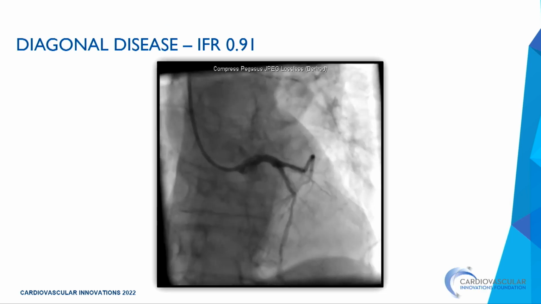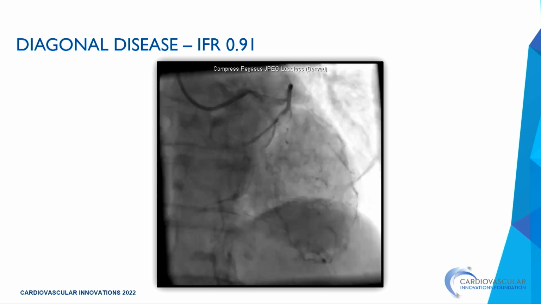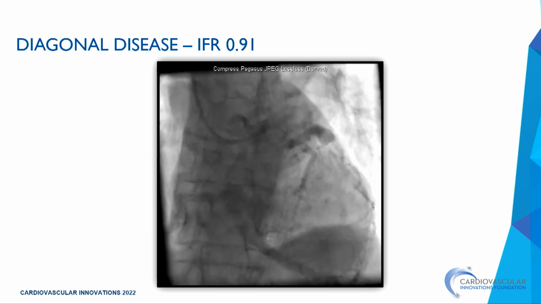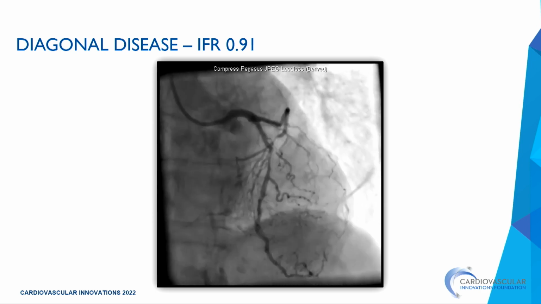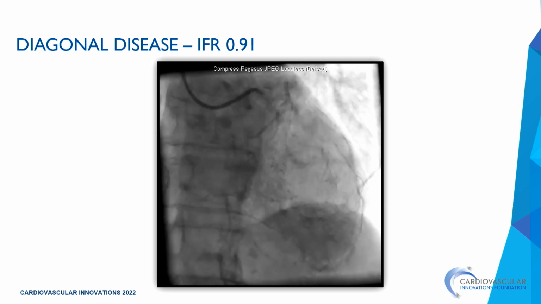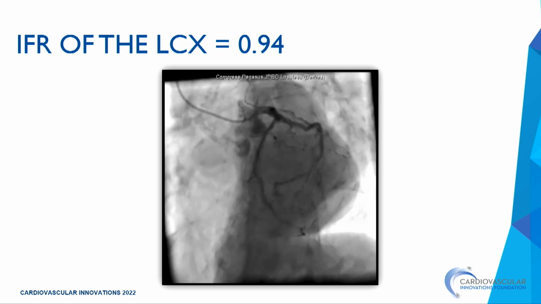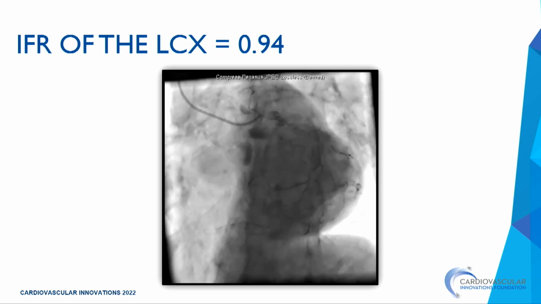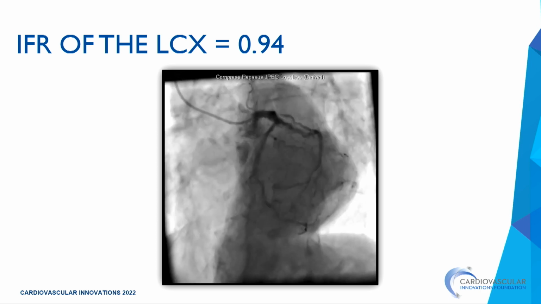It's a severe disease. And then we did the diagonal, which is the second diagonal. Of course, the diagonal is already diseased, as you see, high grade, at 0.91. So it's a kind of borderline lesion, but again, it feeds a lot of collaterals going to that RCA as well. Circumflex iFR was 0.94. Again, we have an RCA CTO to remind you, LAD disease, as well as a borderline diagonal.